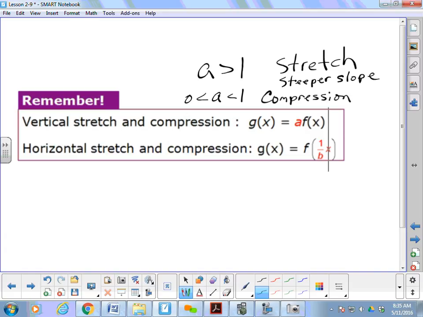Now notice with the g of x when it's a horizontal stretch or compression, notice that it's in the parentheses like we would expect, but it's 1 over b, it's not the value of b. All right? So what happens horizontally then is it works the opposite. Just like when it says we're going to go to the right, it ends up being a negative. Right? So horizontally, if b is greater than 1, we actually have a compression.